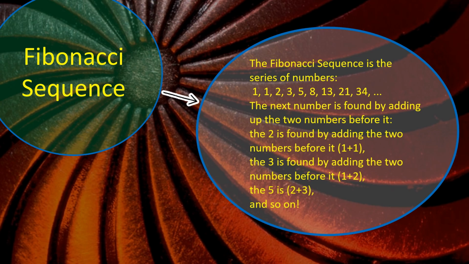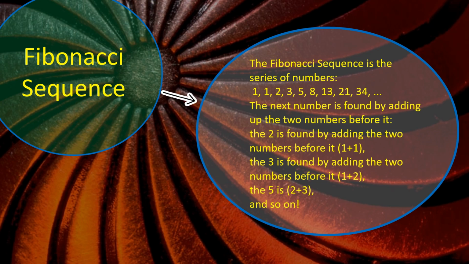How do we obtain the next number of our Fibonacci sequence? To obtain the next number, we just add up the 2 numbers before it. Example, the third term, which is 2. How do we get 2? By adding 1 plus 1, the previous 2 terms, which is equal to 2.